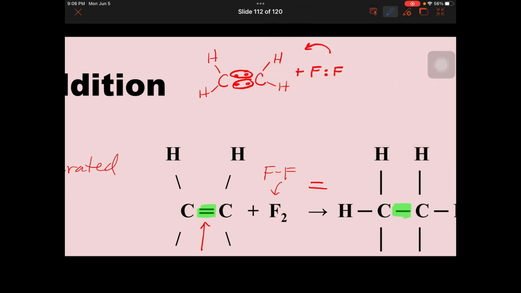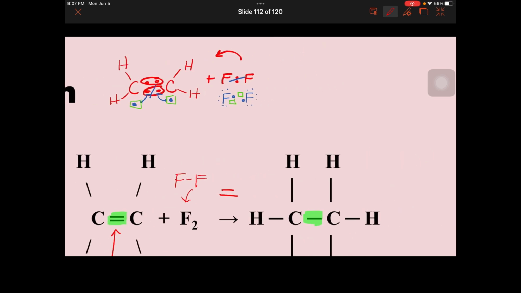So what has to happen here is that in order to free up these electrons, this bond has to break. When that bond breaks, now I have an electron here and I have an electron here. What then happens is that fluorine molecule breaks apart. So now I have fluorine atoms, and there's actually 7 valence electrons, but we're simplifying this. Now I have each of these fluorines with an available spot for bonding, and I have each of these carbons with an available spot for bonding.